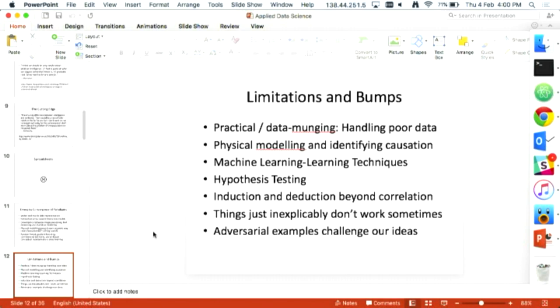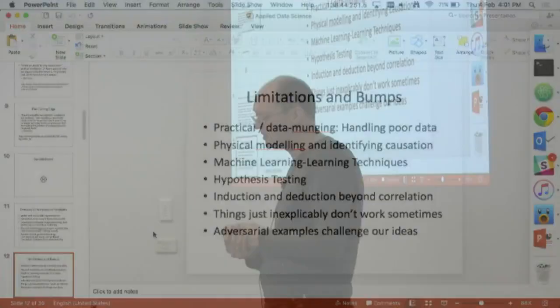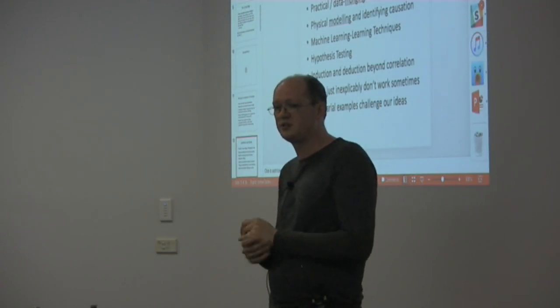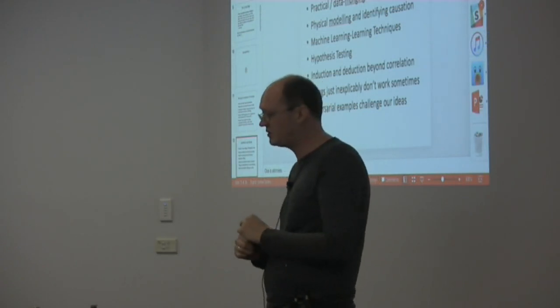And so far, there's not just a kind of "is my data representative" tool that you can run over your data and have a lot of confidence about it. It would be quite useful, and I'm sure there are some techniques, but you need an appropriate amount of expertise in them. So physical modeling and identifying causation in your machine learning, that's a tricky thing. Hypothesis testing is a tricky thing. Induction and deduction beyond correlation. Correlation is not causation. Your machine learning cannot tell the difference.